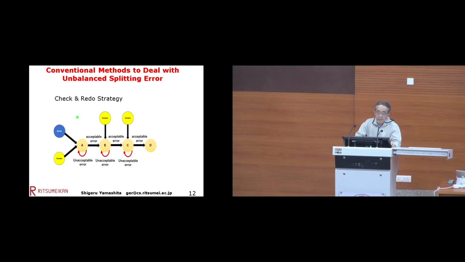So maybe practically this is a very good strategy. We have a camera sensor on the device, and the camera sensor checks the volume. If we split, and there is a very big difference of the volumes, then we just turn back. So just mix the two droplets again, and then split. And the camera checks the difference of the size, and we redo these operations until the split error is within the acceptable values.